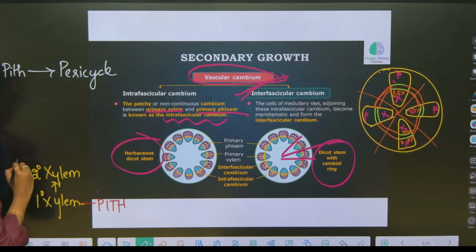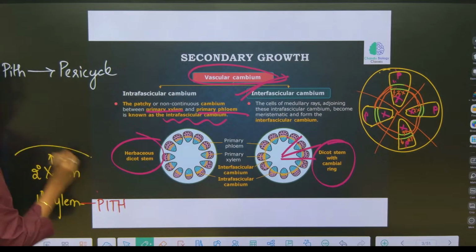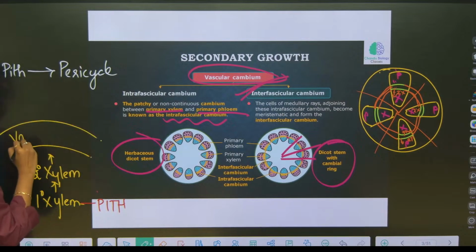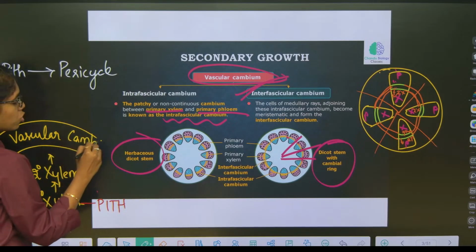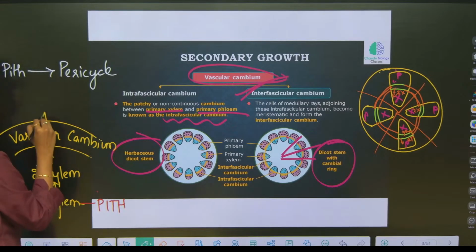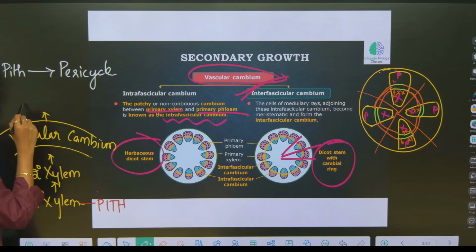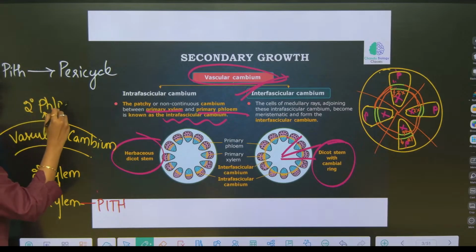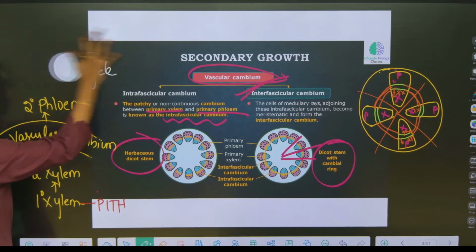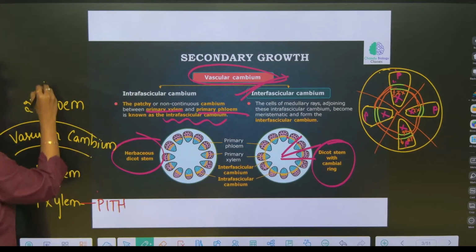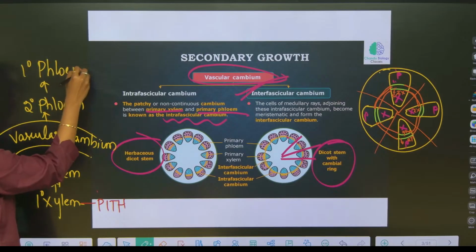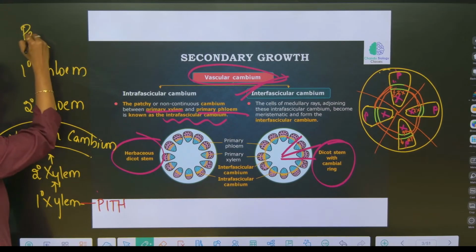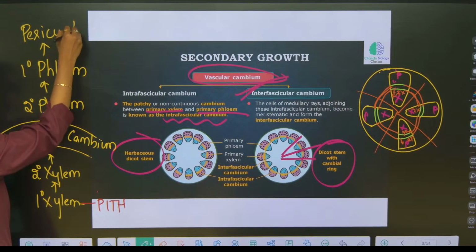Next to the secondary xylem we have vascular cambium. Next to the vascular cambium we have secondary phloem. Next to the secondary phloem we have primary phloem, then it is pericycle. This order is very important.